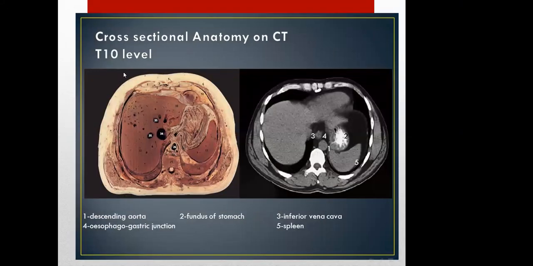The level of T10, this level passes through the upper abdomen. So you can see here, this is the liver, and this is the spleen, this is the stomach, with the gastroesophageal junction, which lies at the level of T10, and the IVC. And this is the aorta.